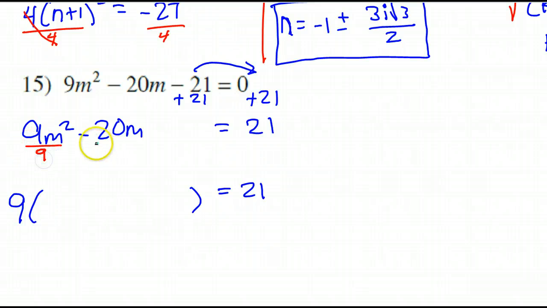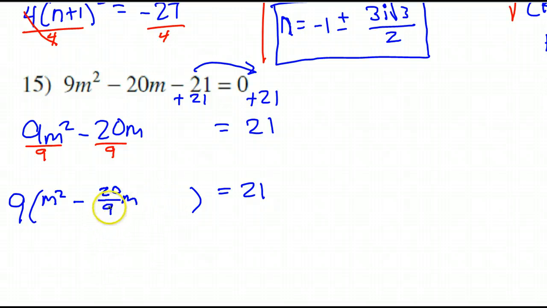what we really do is we divide everything, right? I mean, what the heck? Anyway, so this is going to be m squared minus 20 over 9m. That's what we would have.